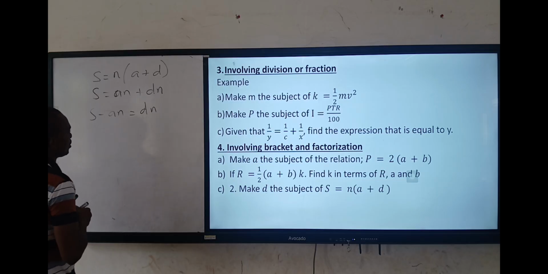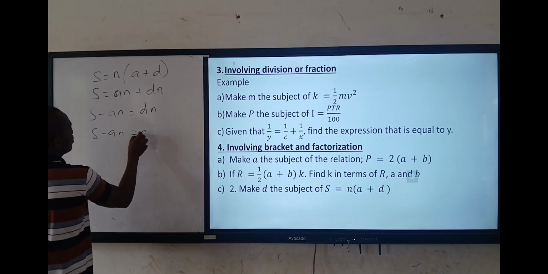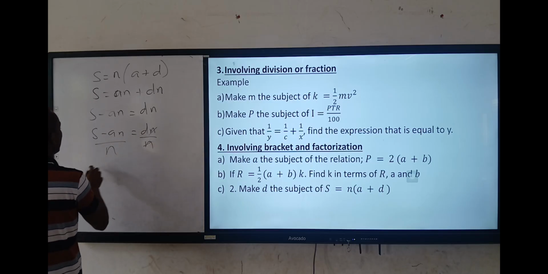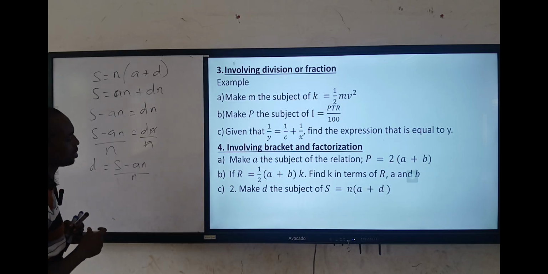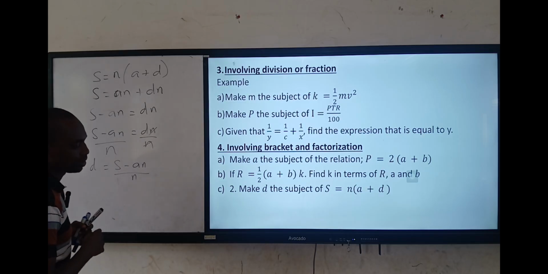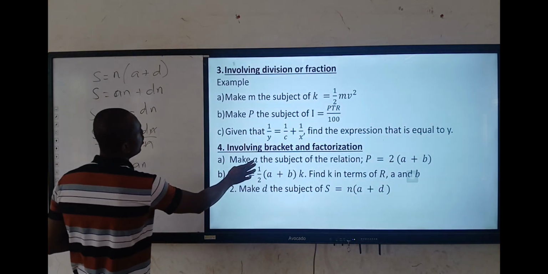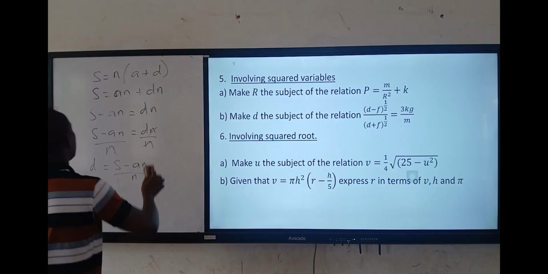So you want D to be the subject, so you divide both sides by N. Divide there by N, divide there by N. N will cancel N. Therefore, D is equal to (S minus AN) over N. So that becomes the answer for the C. Now let's move on to the one with the square variable.